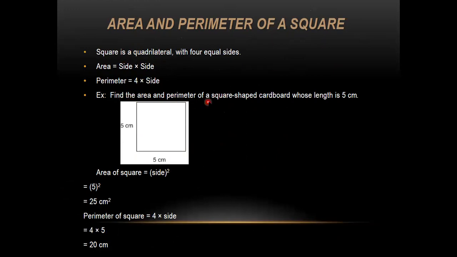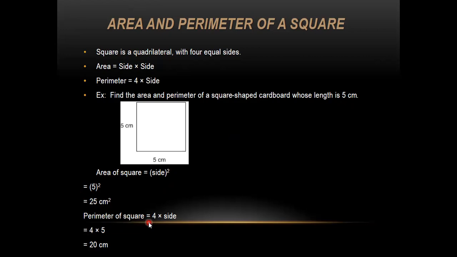Find the area and perimeter of the square shaped cardboard whose length is 5 centimeter. Here you have to find area and perimeter both. The area of a square formula is S into S, which you can write as S square. So that means 5 square, which means 5 into 5, so that is 25 centimeter square.